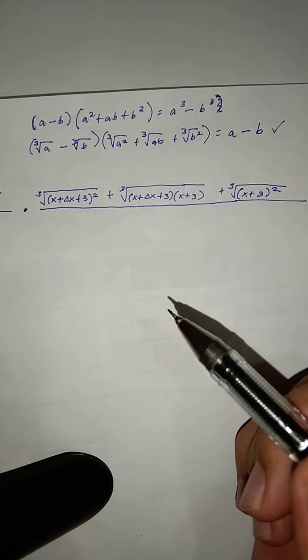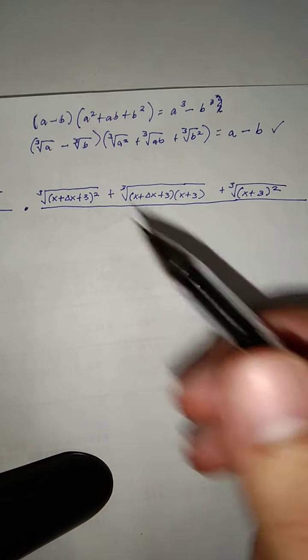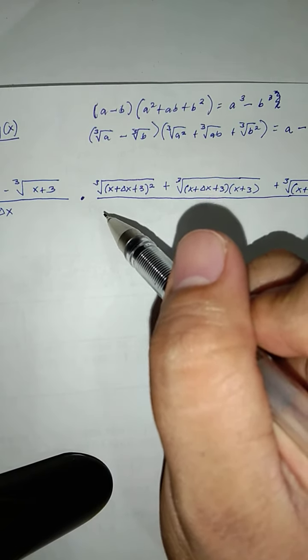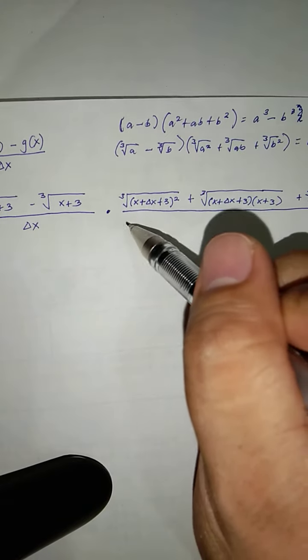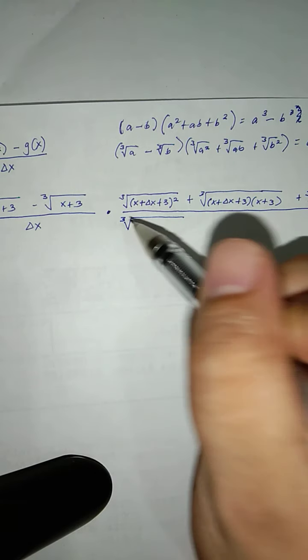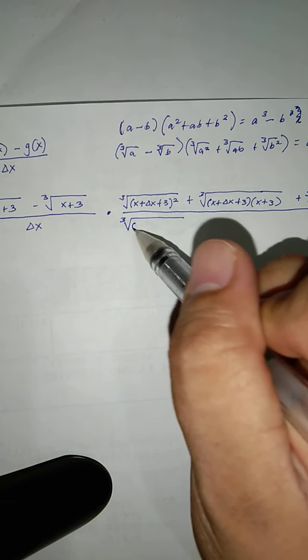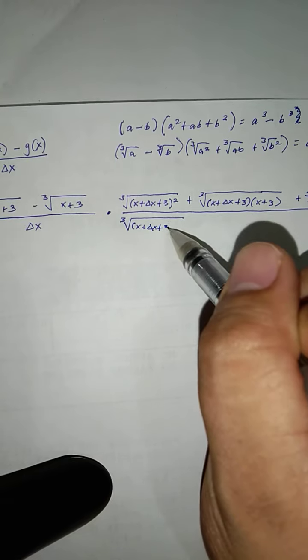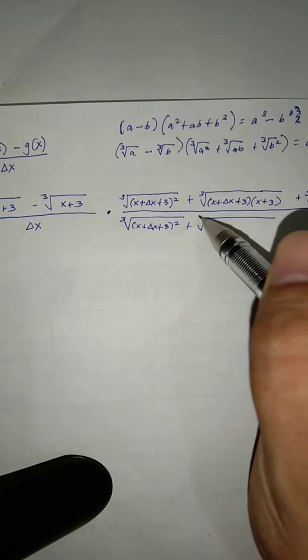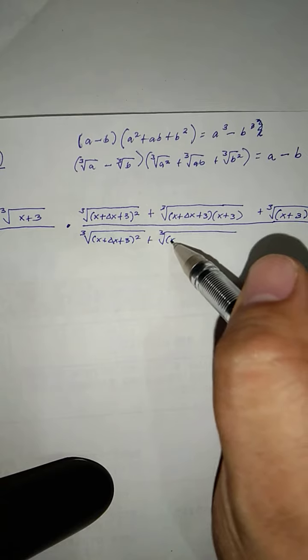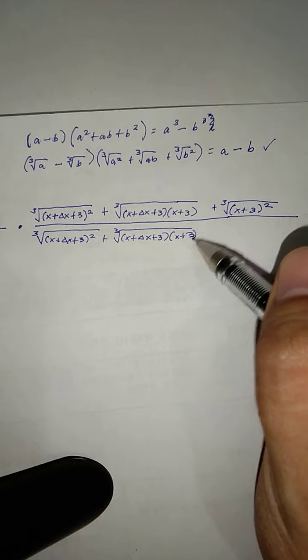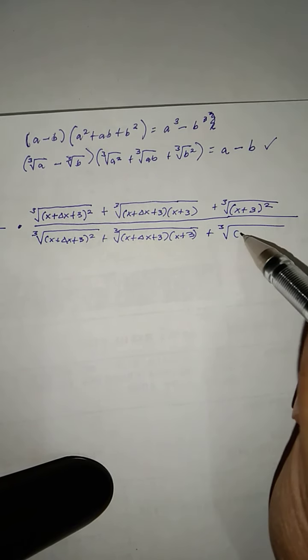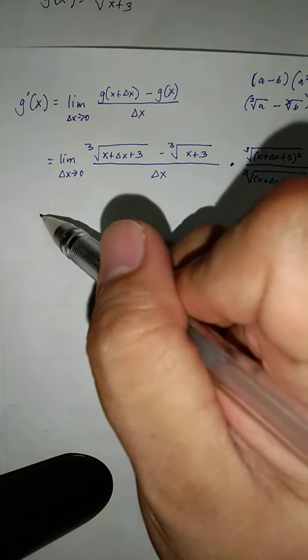Just like in the first example, since we should be multiplying the original expression by 1 so as not to change it, we will also copy the expression below. So let's write down cube root of x plus delta x plus 3, squared, plus cube root of x plus delta x plus 3 times x plus 3, plus cube root of x plus 3 quantity squared. Okay, so let's proceed with the next line.